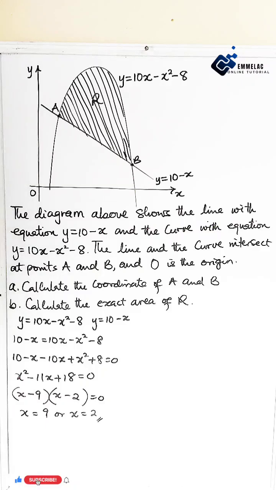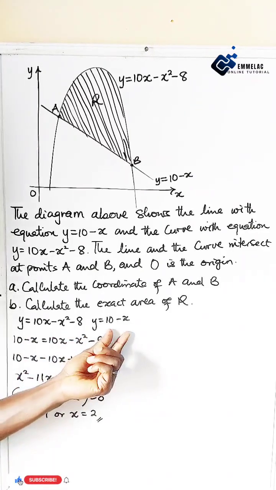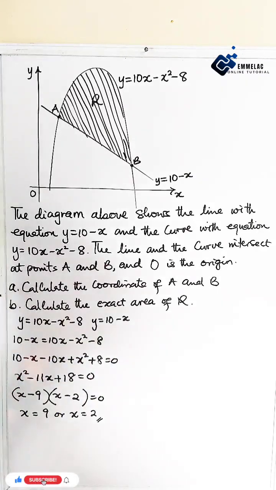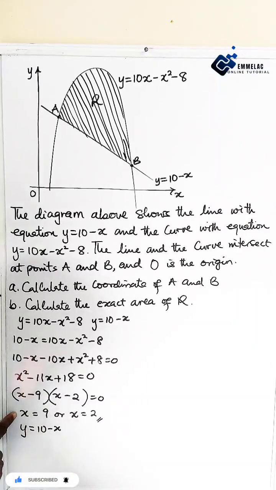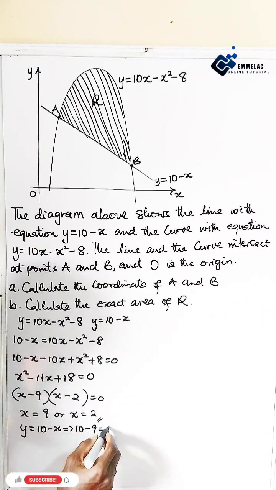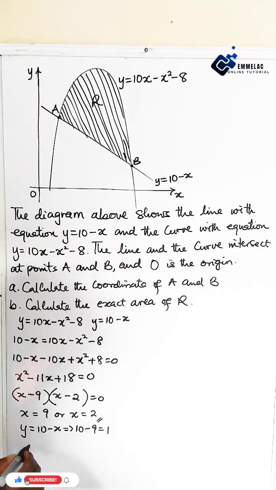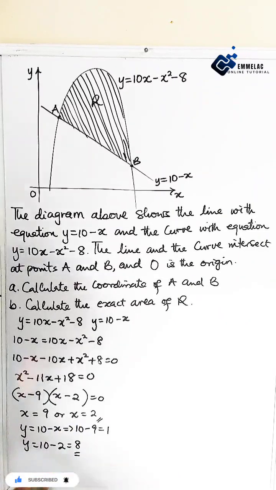Now that we've gotten the values of x, which are 9 and 2, let us plug the value of x into either of the equations. Let me make use of this because it's simpler. So y equals 10 minus x. For x equals 9, 10 minus 9 gives us 1. For x equals 2, 10 minus 2 gives us 8.